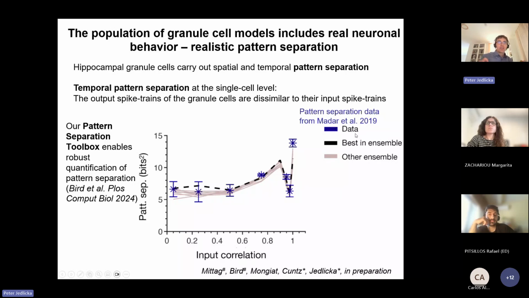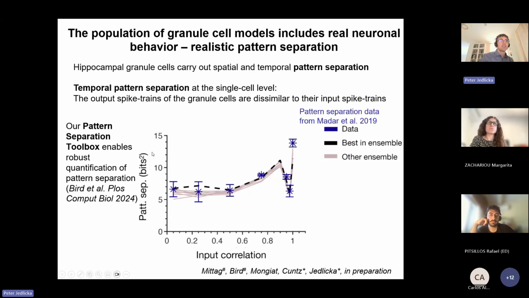They actually fed input patterns into real granule cells in slices, and they recorded the output spikes. And so that was an experimental pattern separation paper. Then we took those data and fed them into our pattern separation toolbox. We treated both the modeling data and the experimental data the same, right? So we used the pattern separation toolbox to quantify pattern separation.